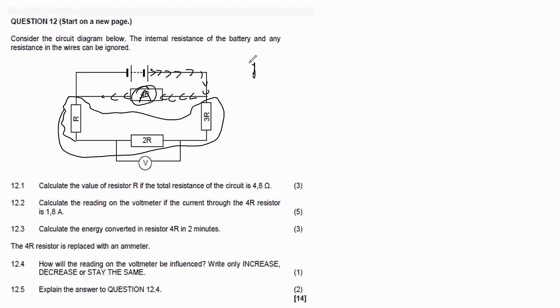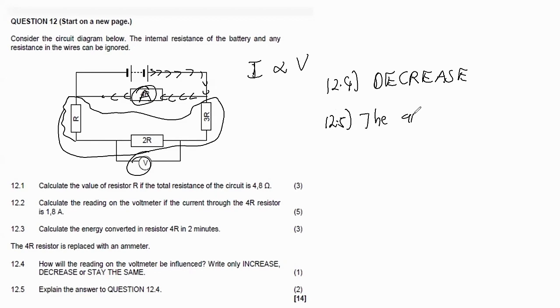So considering the fact that, according to Ohm's law, we know that current and voltage are directly proportional. So if all the current flows in here and then we have very low current here, what happens to the voltmeter reading here? The voltmeter reading will have to decrease, right? Will have to decrease.